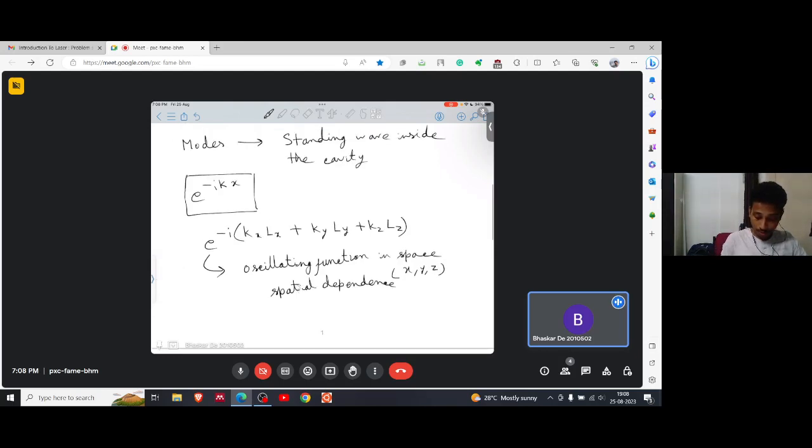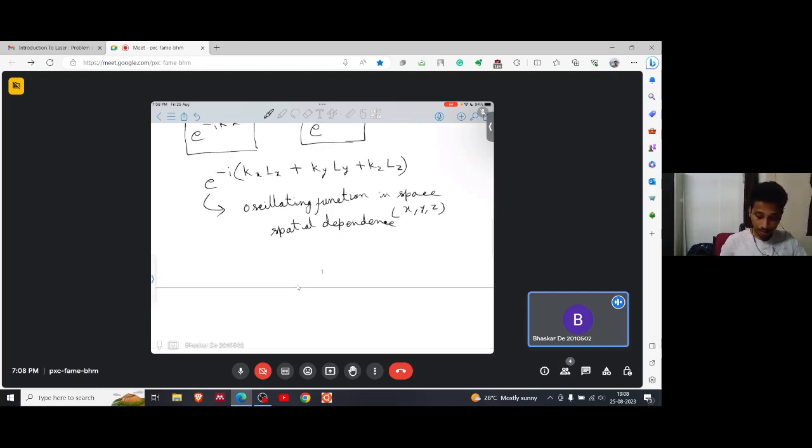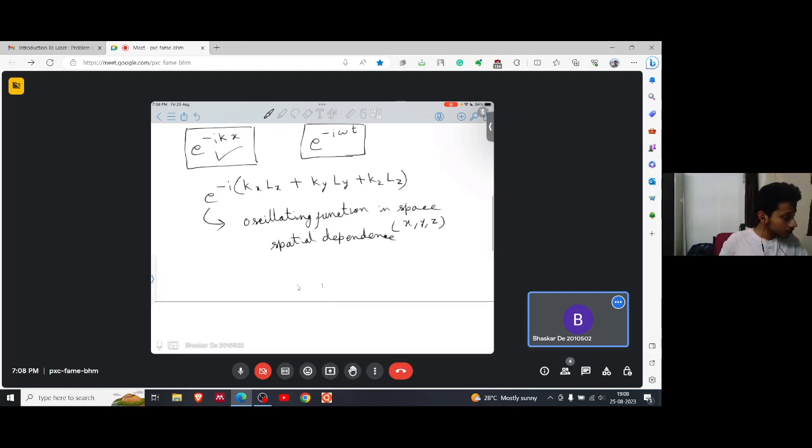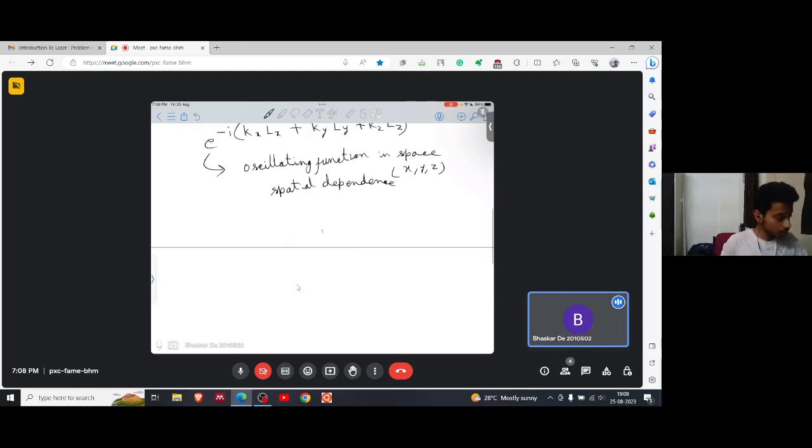Also in the electromagnetic wave there is another term, that is e to the power i omega t. So this is the oscillating term in time, and this is the oscillating term in space. Now this particular part, minus i (kx Lx plus ky Ly plus kz Lz), should be periodic in L.